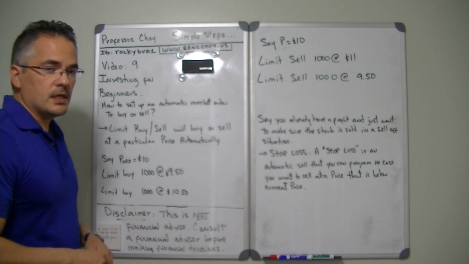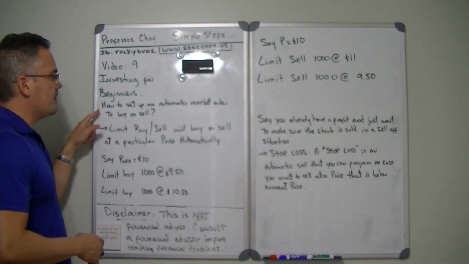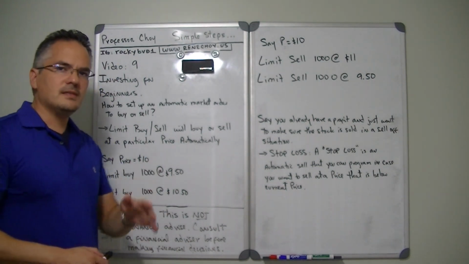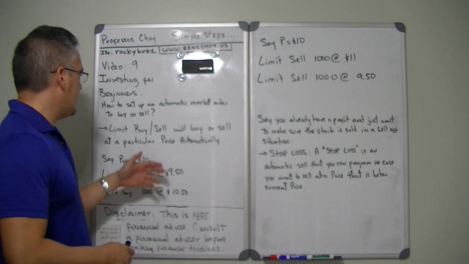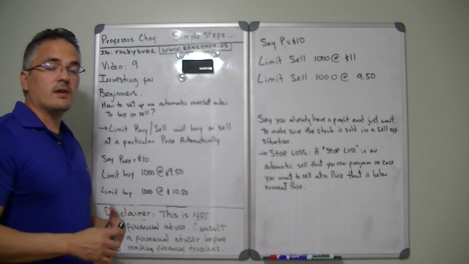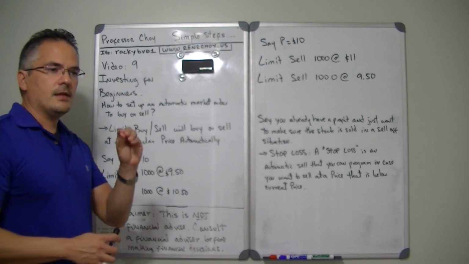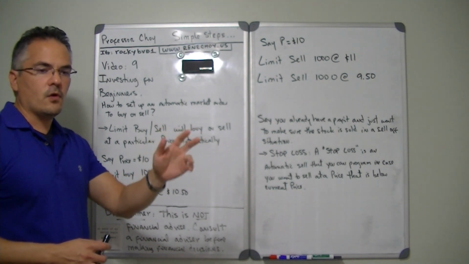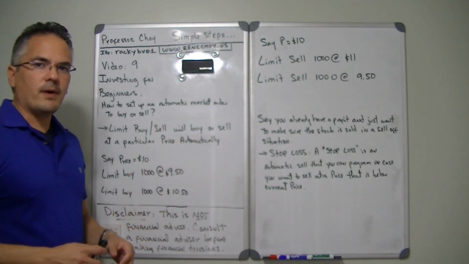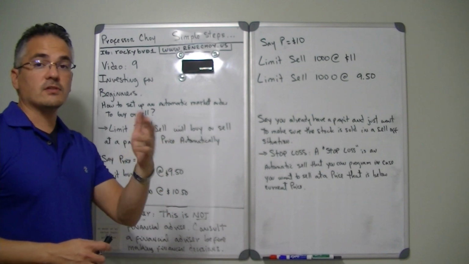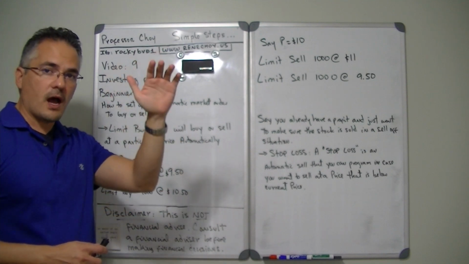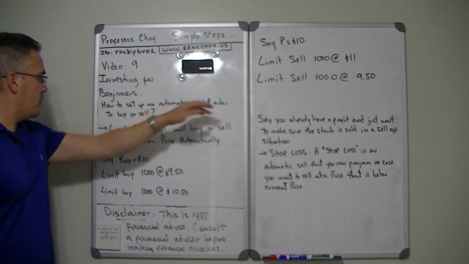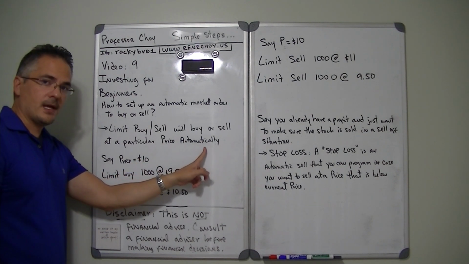So today we're going to talk about how to set up an automatic market order to either buy or sell. The most basic automatic market order is what we call a limit order. A limit order tells the program that you only want to buy at a certain price or only want to sell at a certain price. When you're buying, the program will buy at a certain price or lower, and when you're selling, it will sell at a certain price or higher. So a limit buy or sell will buy or sell at a particular price automatically.